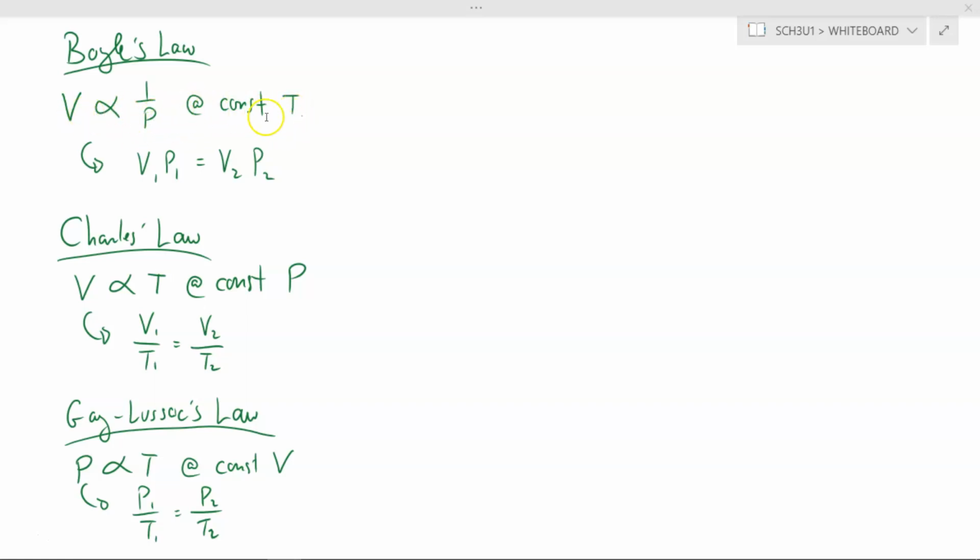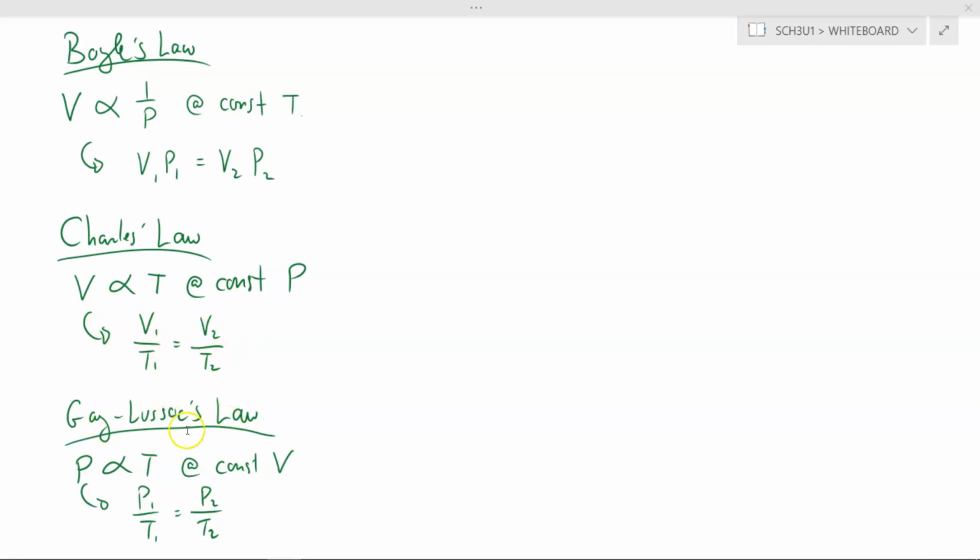By plotting experimental data, we saw that there was a linear relationship between these two variables, allowing Boyle to come up with this equation, V1 P1 is equal to V2 P2. With Charles' law, we saw that volume and temperature were directly proportionate, so if one increased, the other one also increased, but this only occurred at constant pressure. Again, using experimental data, Charles came up with the equation V1 over T1 equals V2 over T2.